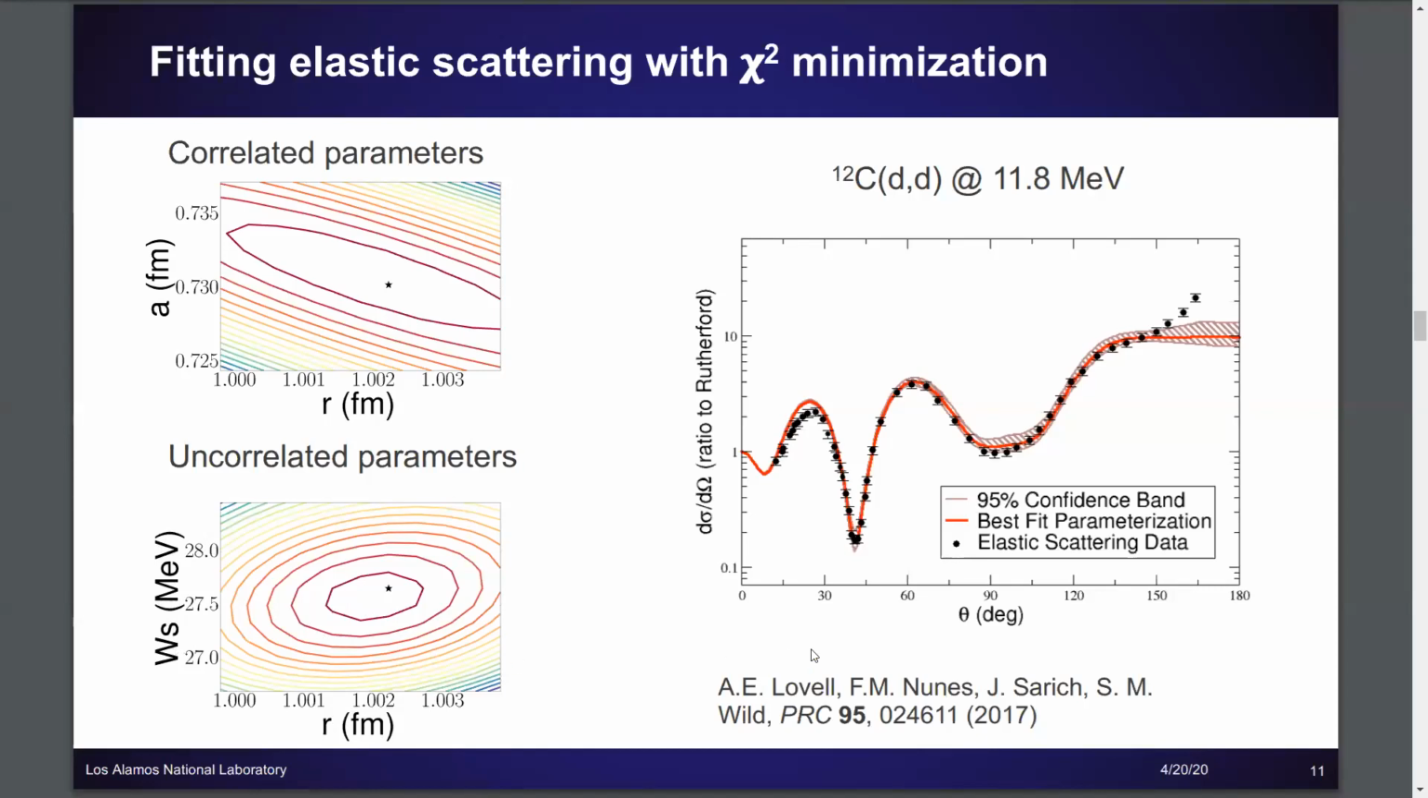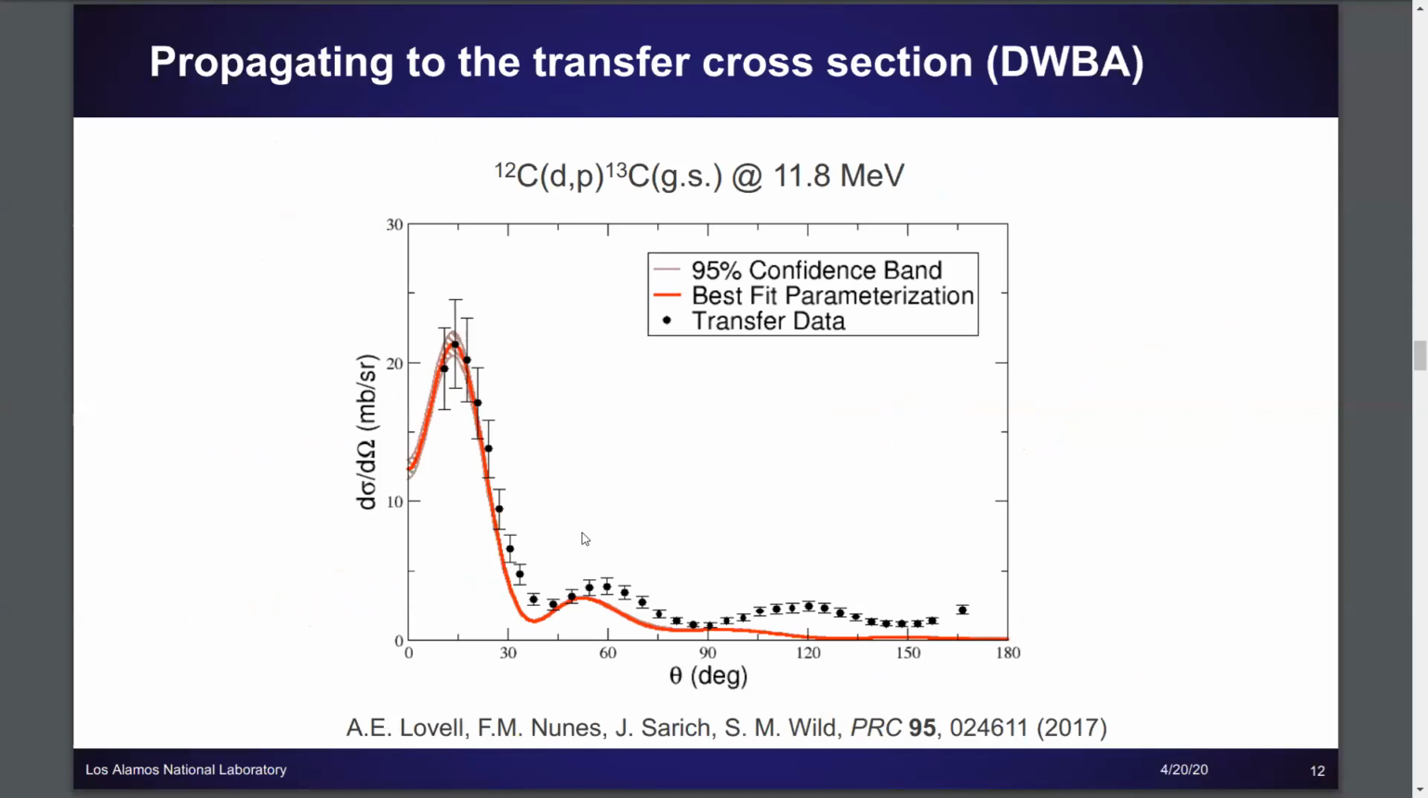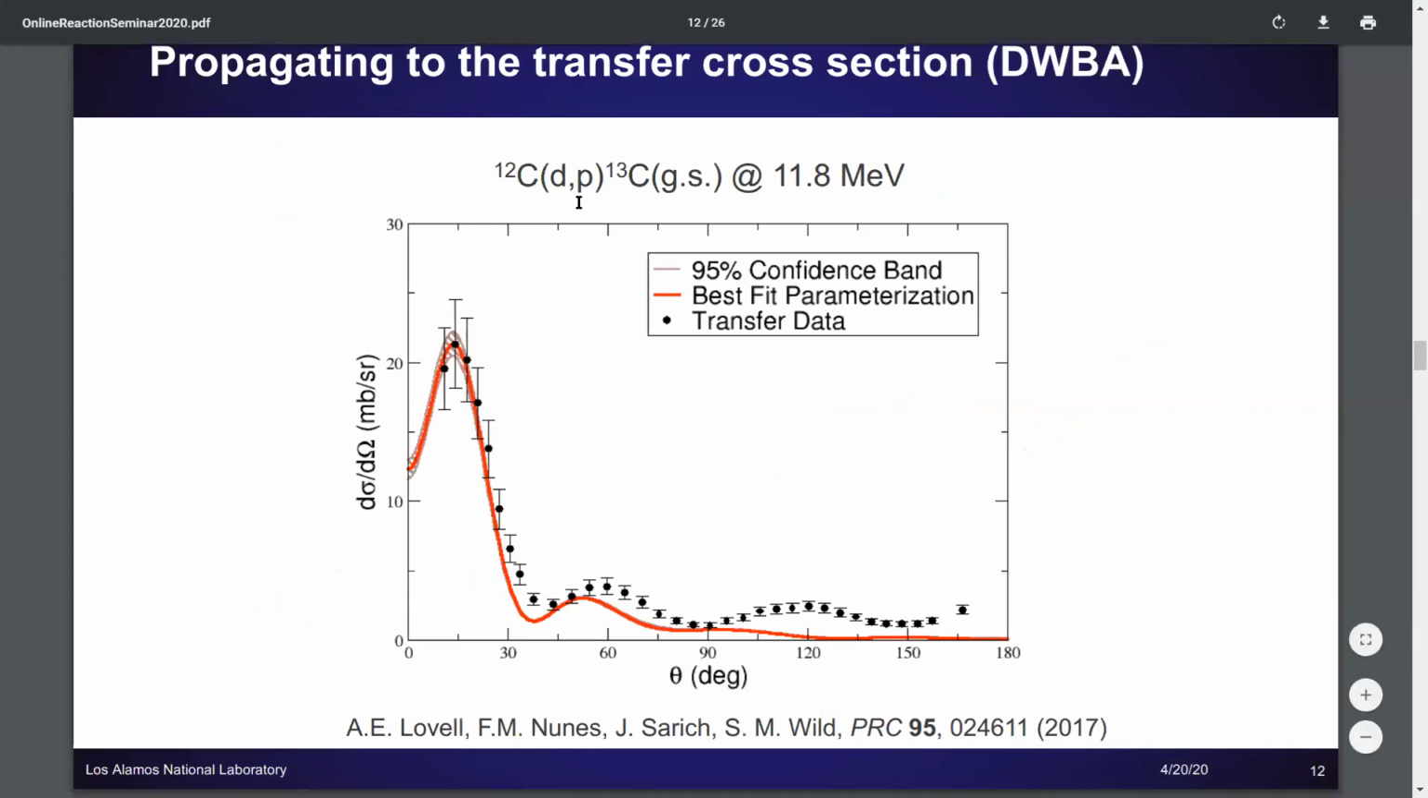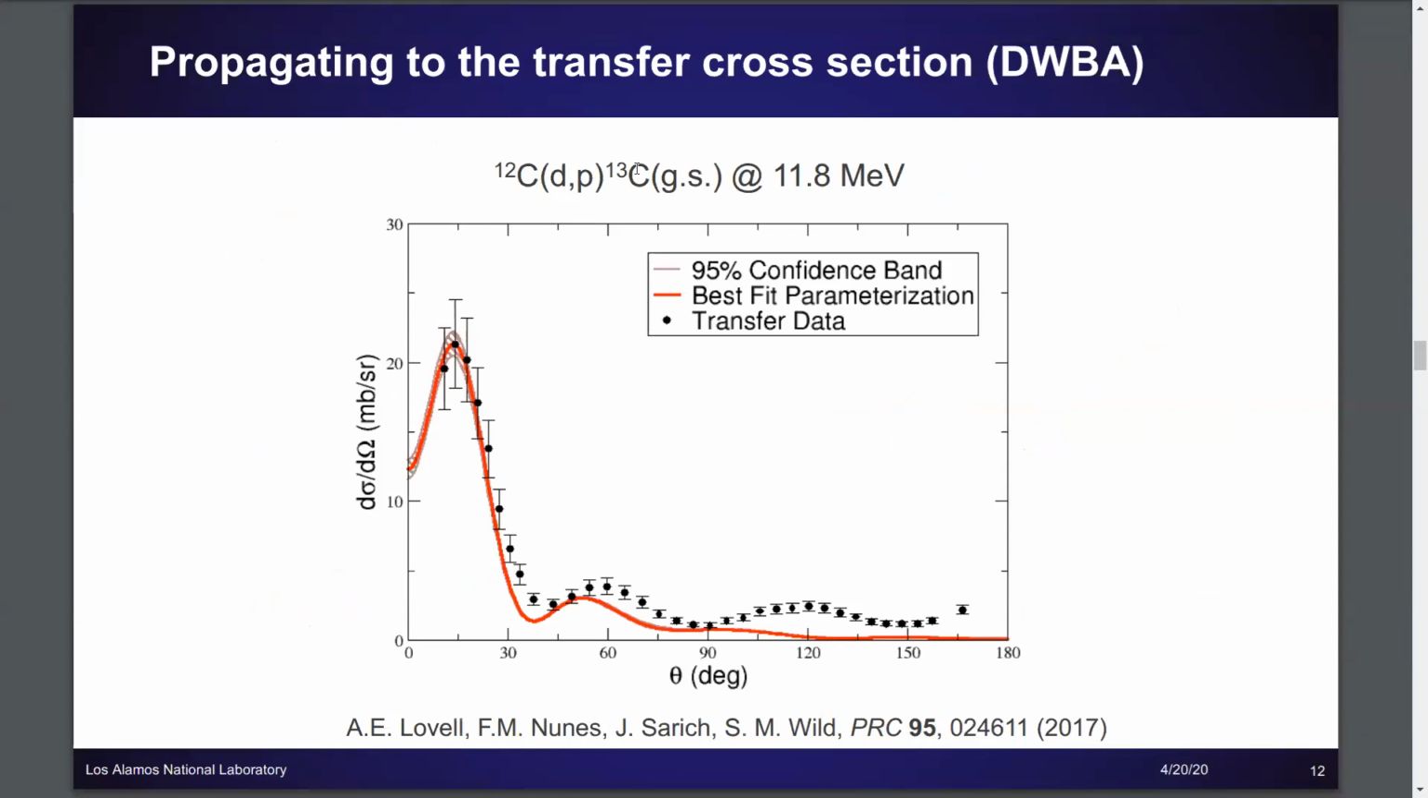So then we can propagate these parameters to our (d,p) calculation. In this work, we only looked at the uncertainties coming from the deuteron scattering at the target and not the outgoing channel as well, so the proton carbon-13 potential, which obviously goes into this reaction formalism. We have since looked at that, and I'll get to that in a little bit.